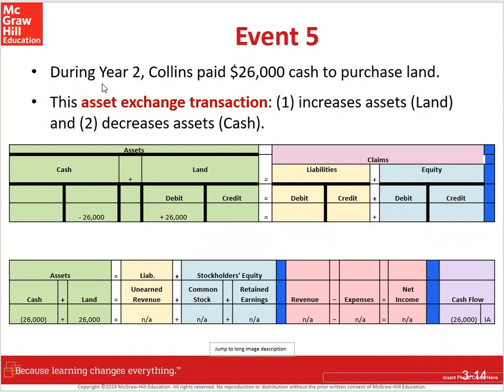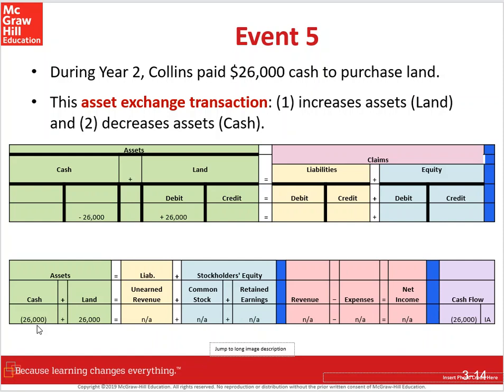Event 5, during year 2, Collins paid $26,000 cash to purchase land. So this is an asset exchange. We've done this type of transaction before. So land is going up with a debit and cash is going down with a credit. So it's debit land, credit cash. And in accounting equation format, that should look familiar. Land goes up, cash goes down.